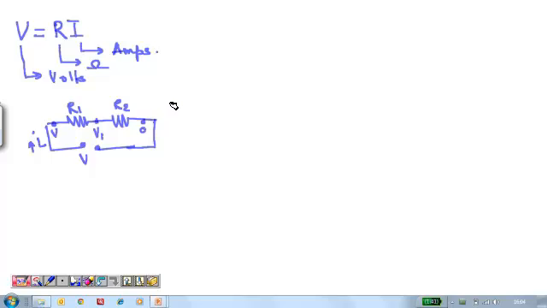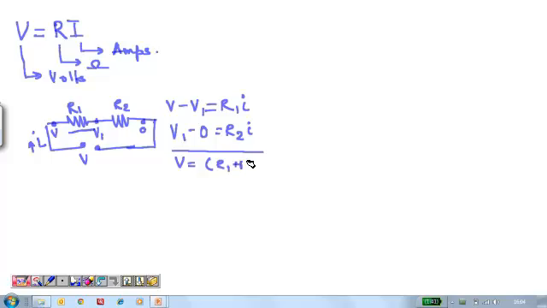If we apply Ohm's law, we get V minus V1, which is the voltage across the first resistor, is equal to R1 I, and V1 minus 0 is equal to R2 I. If we solve these equations, we get V is equal to R1 plus R2 into I, which can be represented as R effective for series circuits into I. This means that when we have two resistors in series, the effective resistance of that circuit is equal to the sum of the individual resistors.